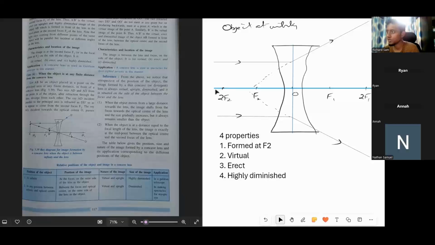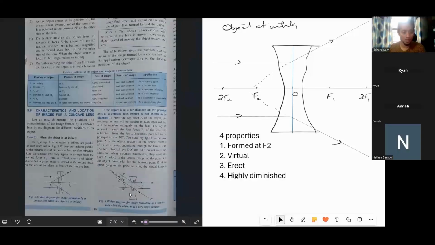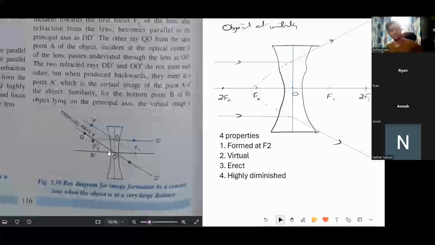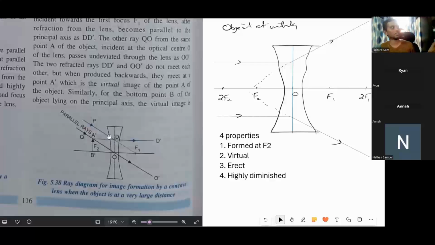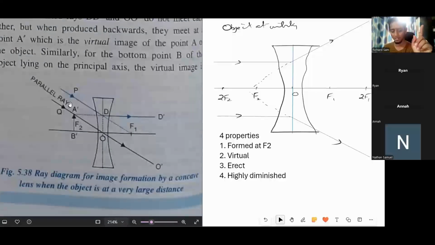I'll just explain the next one also in 2 or 3 minutes, and then you can draw it. So just listen. Nathan, you're there? Yes. Okay. Now this is the same diagram, but here the image is at infinity, but it is not parallel to the principal axis. You can see the two rays are coming from the top somewhere, but the two rays are parallel to each other. They're not parallel to the principal axis, but they are parallel to each other.